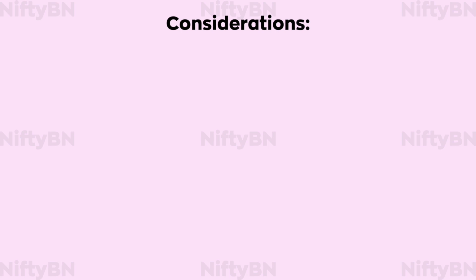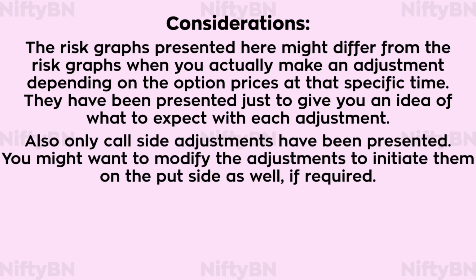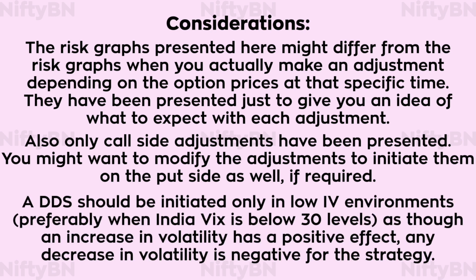Some considerations. The risk graphs presented here might differ from the risk graphs when you actually make an adjustment, depending on the option prices at that specific time. They have been presented just to give you an idea of what to expect with each adjustment. Also, only call side adjustments have been presented. You might want to modify the adjustment to initiate them on the put side as well, if required. A double diagonal spread should be initiated only in low IV environments, preferably when India VIX is below 30 levels, as though an increase in volatility has a positive effect, any decrease in volatility is negative for the strategy.